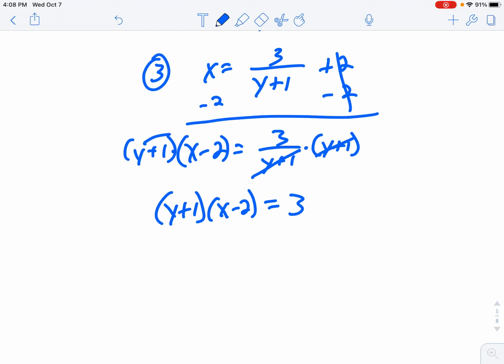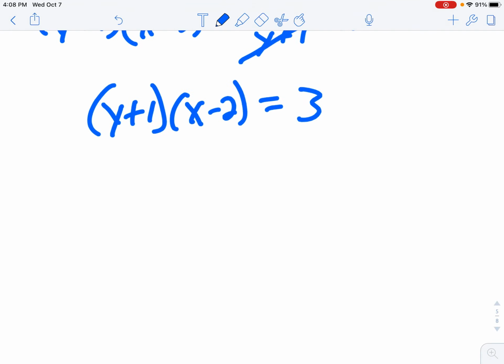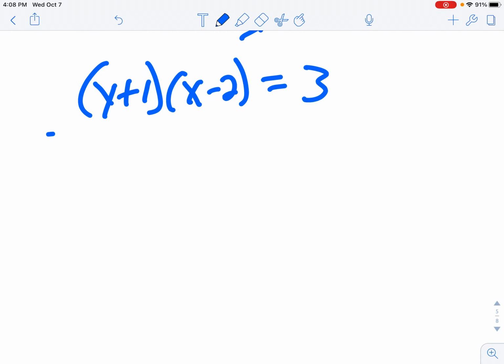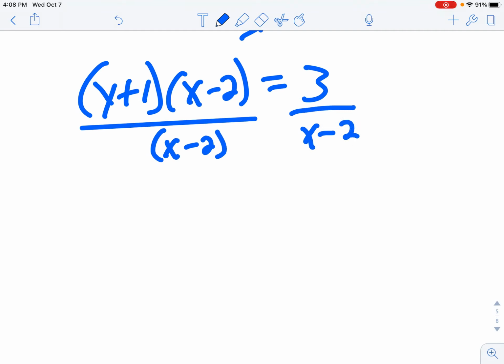Now you might be wondering, why did I not FOIL this all together? If I FOIL that together, I'm going to get an xy somewhere in my answer and then a minus 2y. How am I going to isolate y if I've now spread it out into multiple terms? So in a problem like this, you do not want to FOIL that together. If you don't FOIL it together, what do you do? Well, again, the goal is to isolate the y. So how about if I divide both sides by the quantity x minus 2 in order to cancel that out? So I get y plus 1 equals 3 over x minus 2.